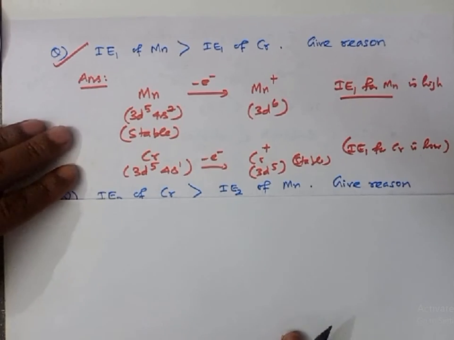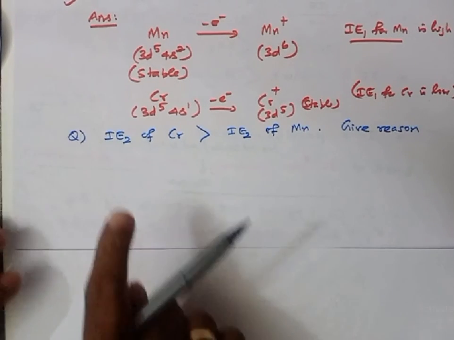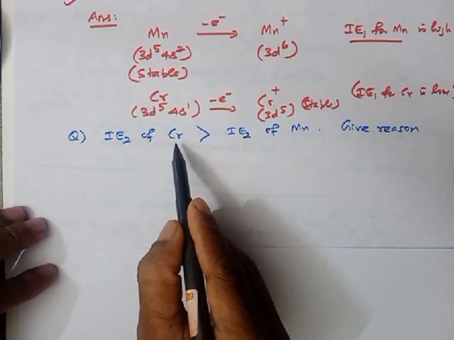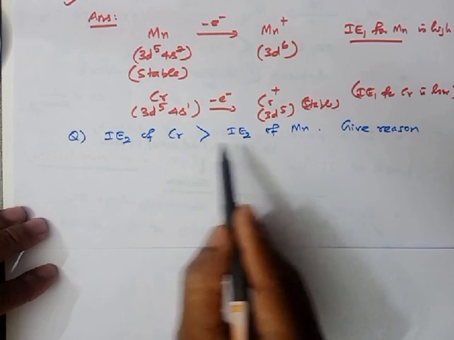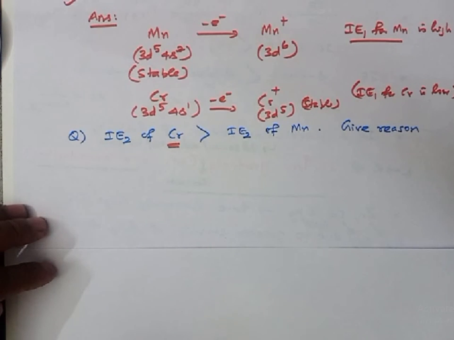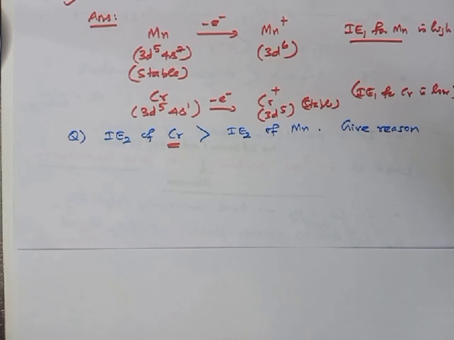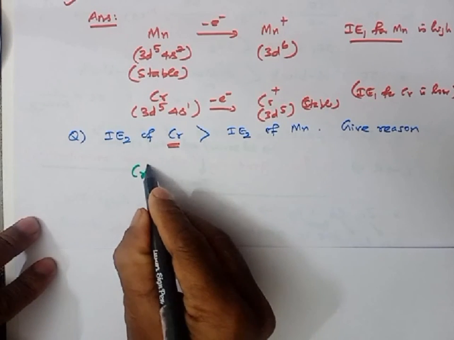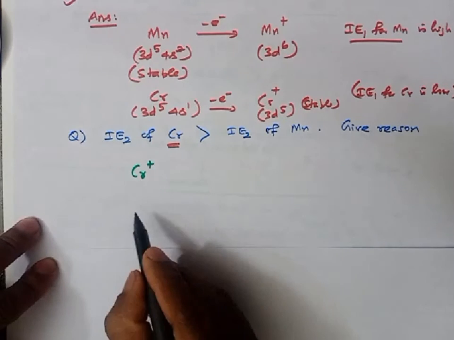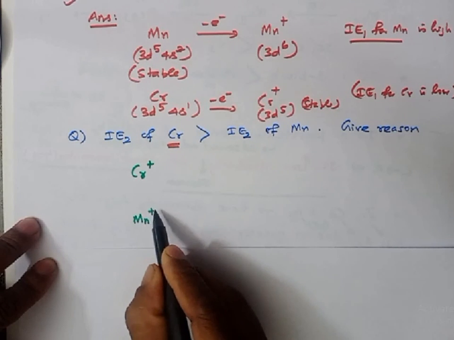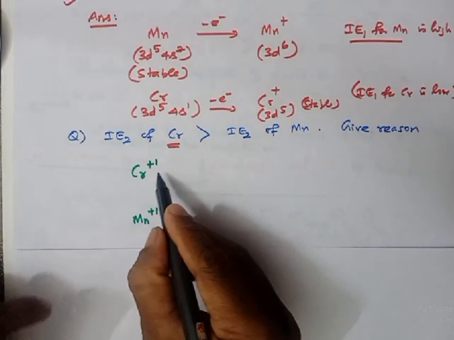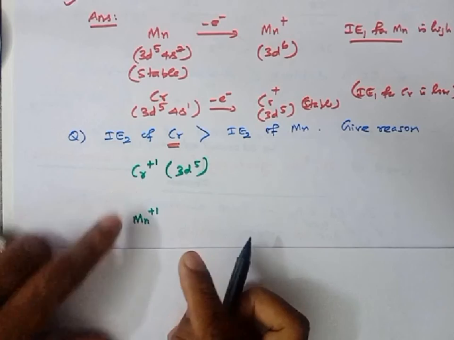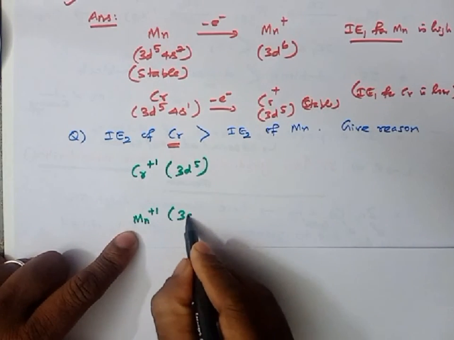Yes, sir. Okay. Now, see the next question. Now I am comparing the second ionization energy. If you compare the second ionization energy for chromium and manganese, the second ionization energy for chromium is high. What is the reason? To compare the second ionization energy, we should take the chromium 1 plus ion and the manganese 1 plus ion. What is the electronic configuration of chromium plus 1? We saw that it is 3d5. For Mn plus 1, the configuration is 3d6.